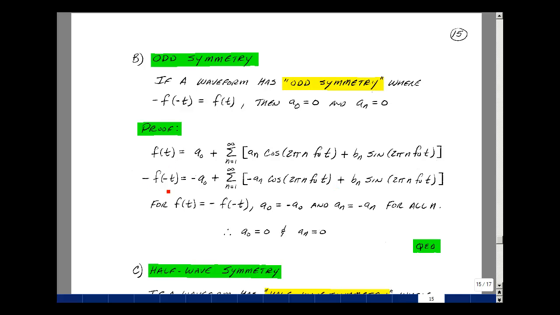If these two are to be equal to each other, then a of 0 has to equal minus a of 0, and a of n has to equal minus a of n. The only number that works for that is 0. A of 0 and a of n are both equal to 0.